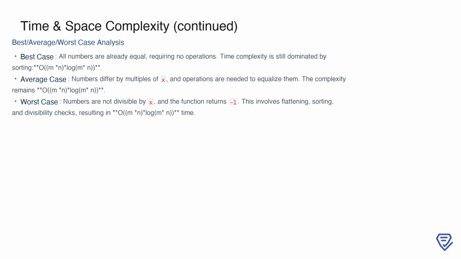To better understand the performance of this solution, we can analyze best, average, and worst-case scenarios. In the best case, all numbers in the grid are already equal, requiring no operations. Even then, the time complexity remains m*n log m*n due to the sorting step. In the average case, the numbers in the grid differ by multiples of x, and operations are needed to equalize them. The time complexity here remains the same, as sorting still dominates. In the worst case, the numbers are not divisible by x, and the function returns -1 after performing the flattening, sorting, and divisibility checks.